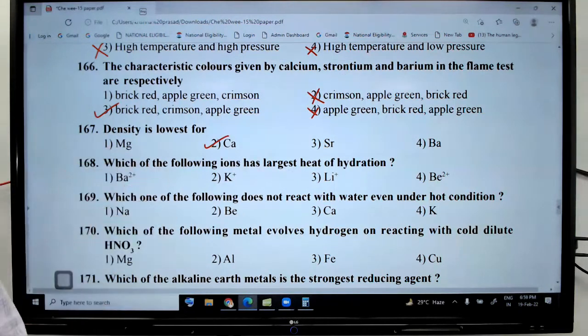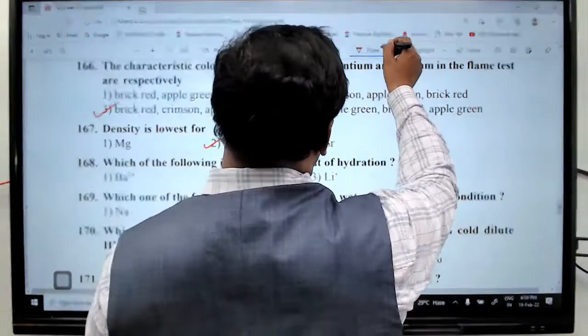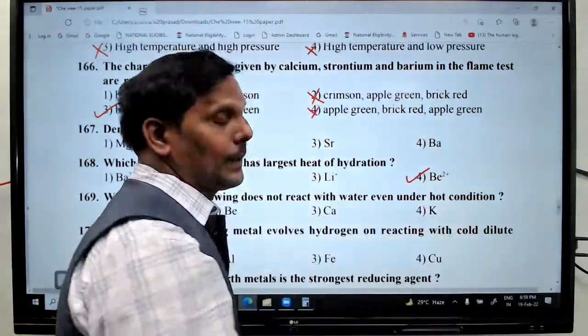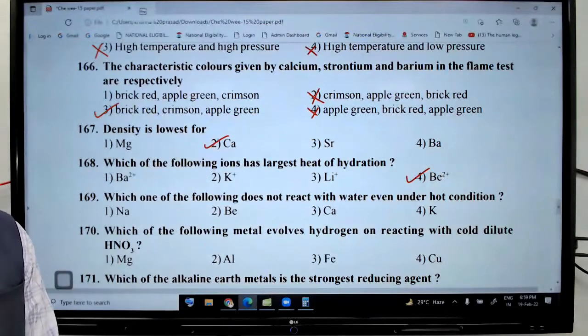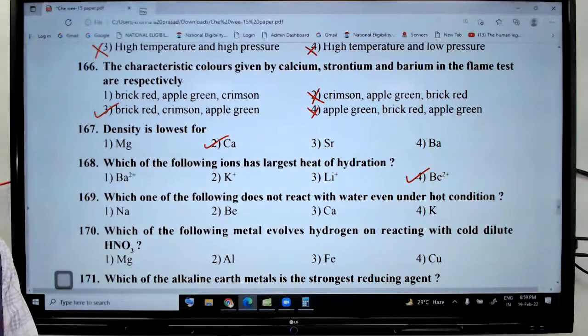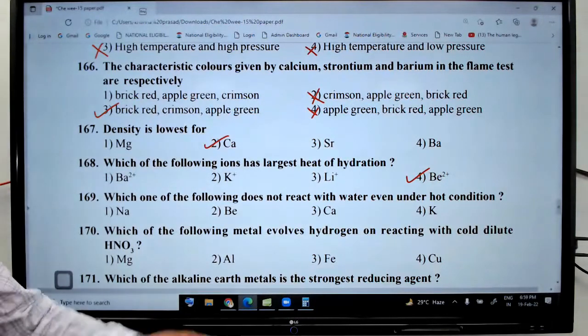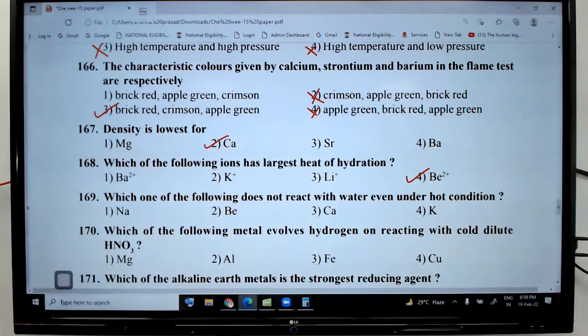Which of the following ions has the largest heat of hydration? For alkaline earth metals, the highest hydration is for the beryllium ion. From top to bottom, hydration energy decreases only. Maximum hydration energy is for beryllium.